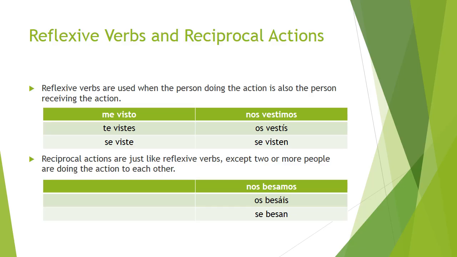On the same slide, we're going to talk about reciprocal actions also. Reciprocal actions are basically reflexive verbs, except two or more people are doing the action to each other. So instead of me hugging myself, it's me and my friend hugging each other. And since there's two or more people, you don't really have yo, tú, or él, ella, usted conjugations. It's just nosotros, vosotros, or ellos, ellas, ustedes. But the conjugations are the same as reflexive verbs.